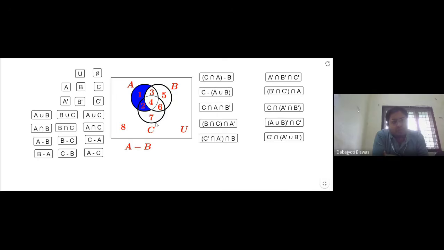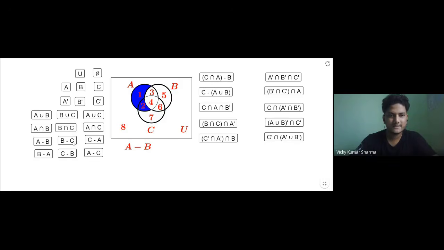A minus B should represent the elements which are in set A but not in set B. So the elements like 3 and 4, they are in set B as well, so they will be eliminated from the set A minus B. Nice. Similarly, with the same concept, we can find B minus C, C minus A, B minus A, C minus B, and A minus C.